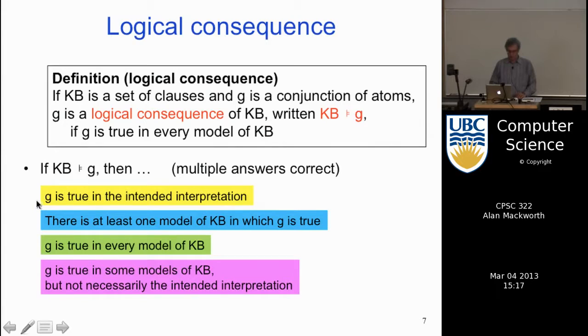Right, so is it true that G is true in the intended interpretation? Is it true there's at least one model of KB in which G is true? Is it true that G is true in every model of KB? Is it true that G is true in some model of the KB, but not necessarily the intended interpretation?